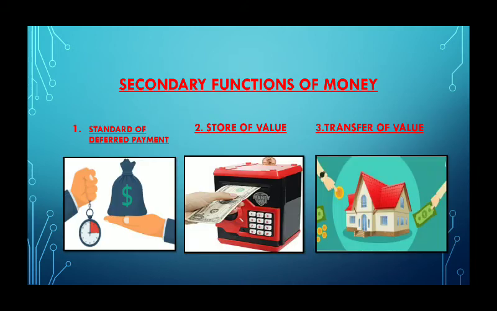After primary function comes the secondary function. Secondary function means the functions which are derived from the primary function. This includes, the very first, standard of deferred payment. Deferred payment means payment in future. In today's world, everything we are doing is in EMIs: we are taking the goods in the current period and making the payments in future. So, the credit system. Money serves as a standard of deferred payment, which means that a payment to be made in future can be stated in terms of money.